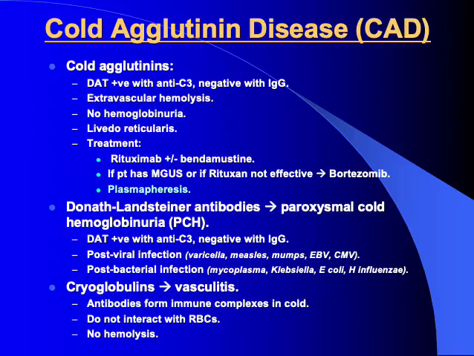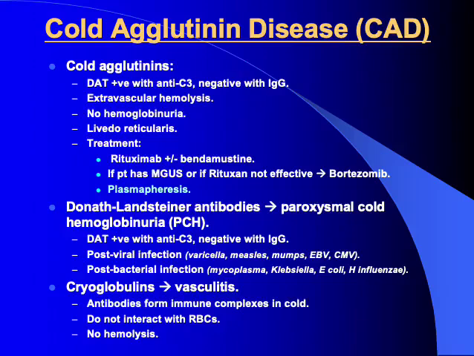Treatment: prednisone or steroid, typically they don't work well for this disease. So we do treat with anti-CD20 immune therapy rituximab, with or without chemotherapy bendamustine. If the patient has monoclonality, M-spike, or if rituximab is not effective, then we use bortezomib, Velcade.